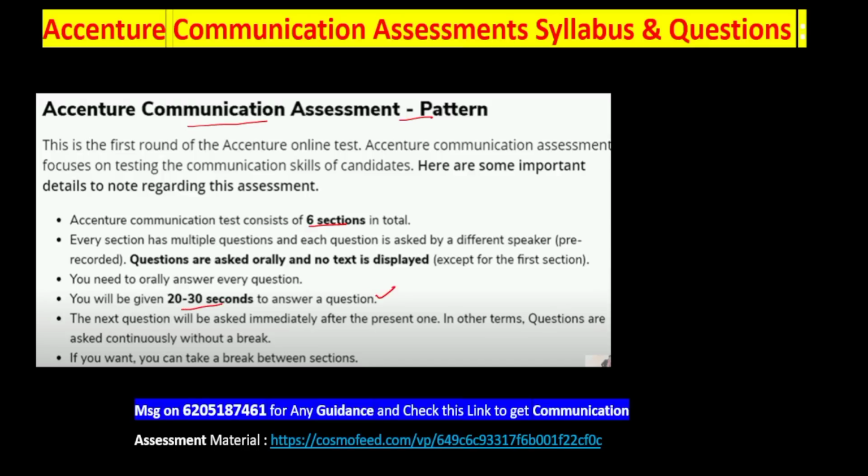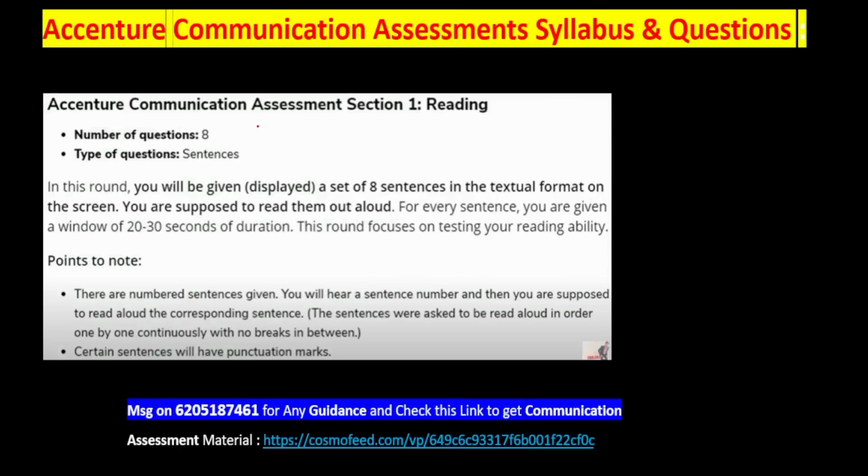I am going to the next section. Essential communication assessment section 1 is the reading section. There will be 8 sentences flashing on the screen. You just have to read each one and record it in your normal voice. The voice should be normal, neither too loud nor too slow. Each sentence has a time of 20 to 30 seconds.